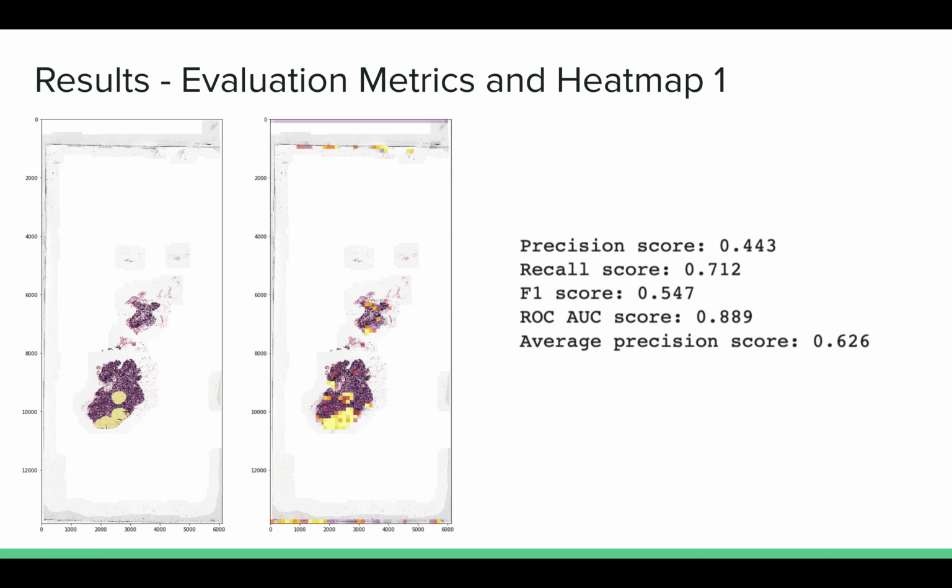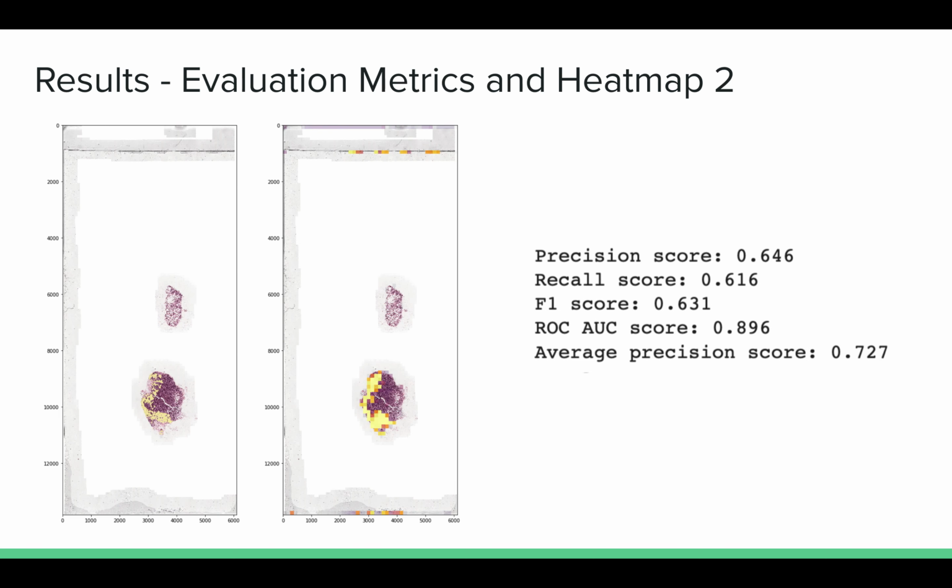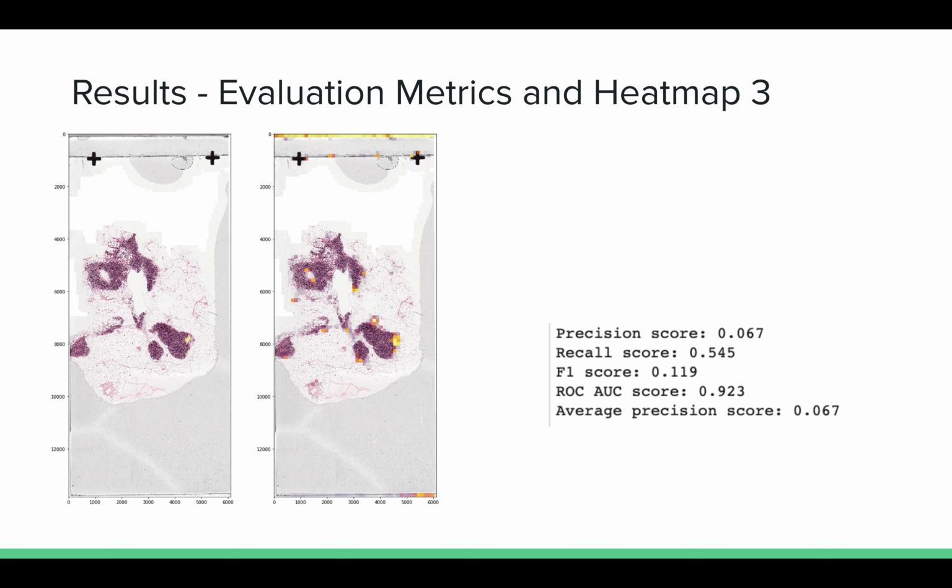And for the results, the first one shows the heat map with an average precision score of 0.62, and there are some false positives because the training set is very limited. The second one has a little bit higher precision score. And the third one has a very low precision score. There are too many false positives because of the limited training slides. And we also use the recall score to evaluate the heat map.